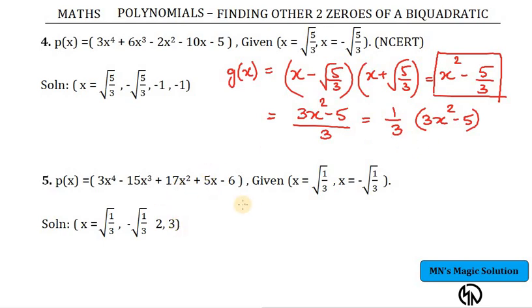Similarly, problem number 5 also. You will be proceeding in the same way. There also, taking 1 by 3 as common, you can find the biquadratic using the answer. If we split it, you will get 2 and 3 as the two solutions.